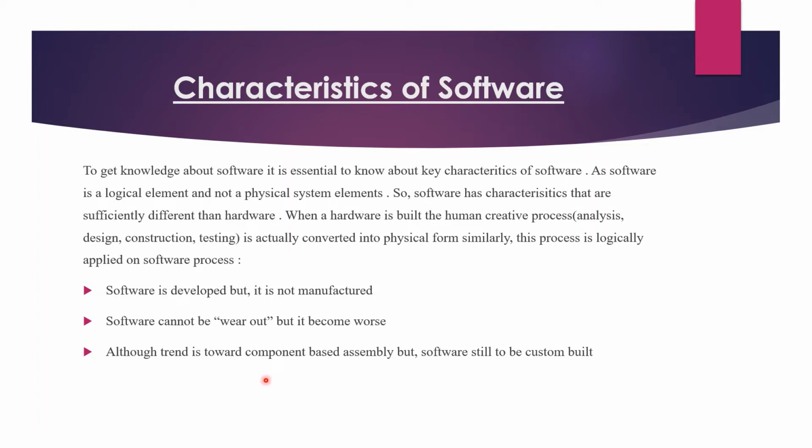Although the trend is toward component-based assembly, software is still mostly custom built. This characteristic states that as an engineering discipline develops, a set of standard design components is built. Reusable components mean that once the software is built, it should be developed in such a manner that its code can be used in the future also. Reusable components are built so that the engineer can focus on the completely new elements of a design.